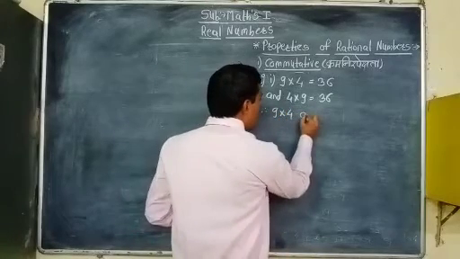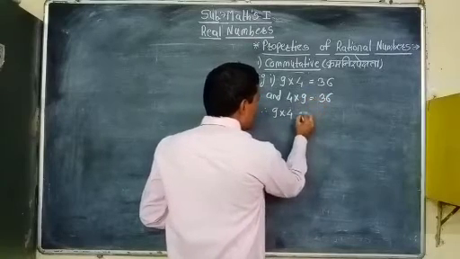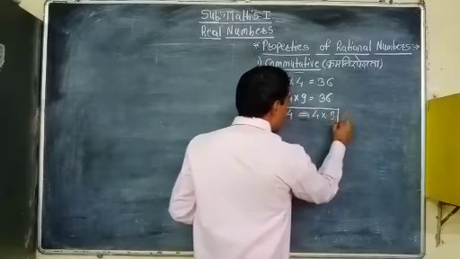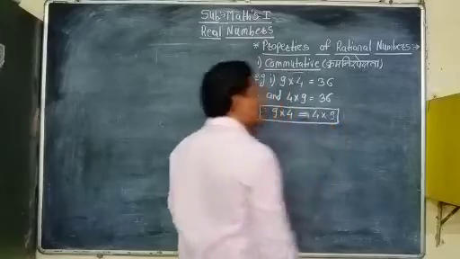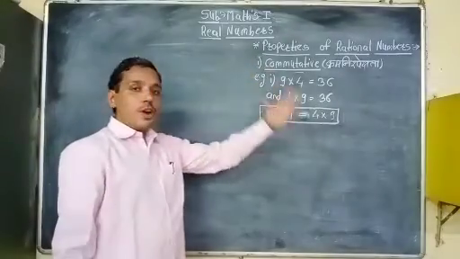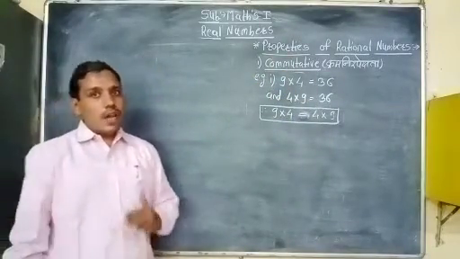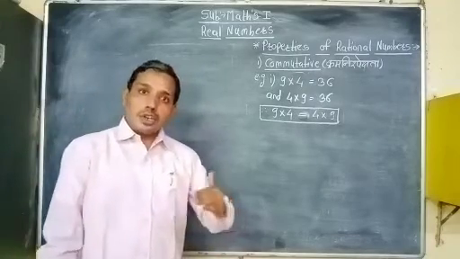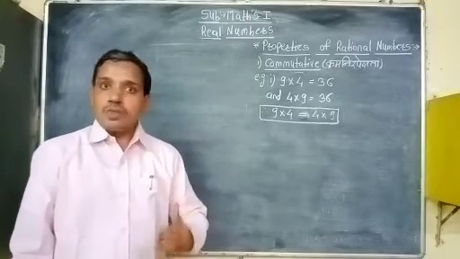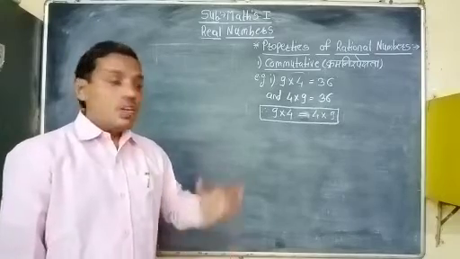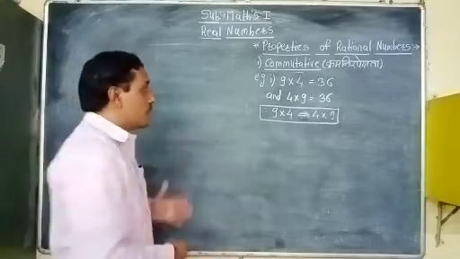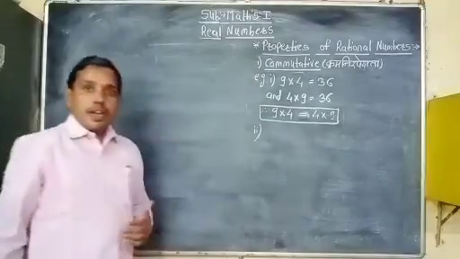9 into 4 is equal to 4 into 9. That means if we get the product of two rational numbers and interchange the position of those two rational numbers, then the answer will be constant. The answer never changes if we interchange the position of the two rational numbers. We will get another example.